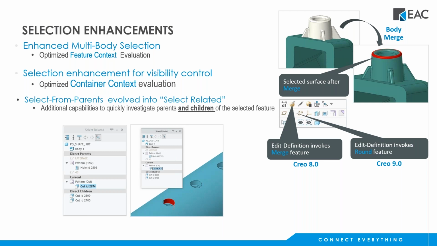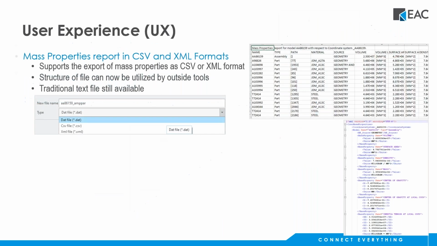We also have a new select related option that has evolved from the select from parents option. So now we're able to investigate parents and children of certain selected features. For user experience, again, we have the ability now in Creo 9 to export mass properties to CSV and XML formats. If we wanted to use them downstream for other applications outside of Creo, we're now able to do this as well.